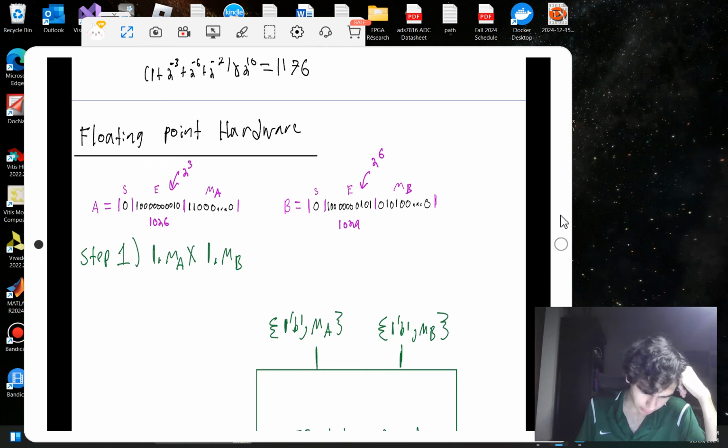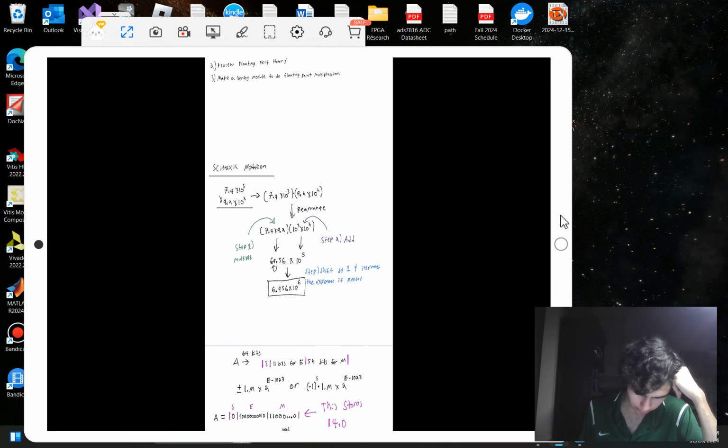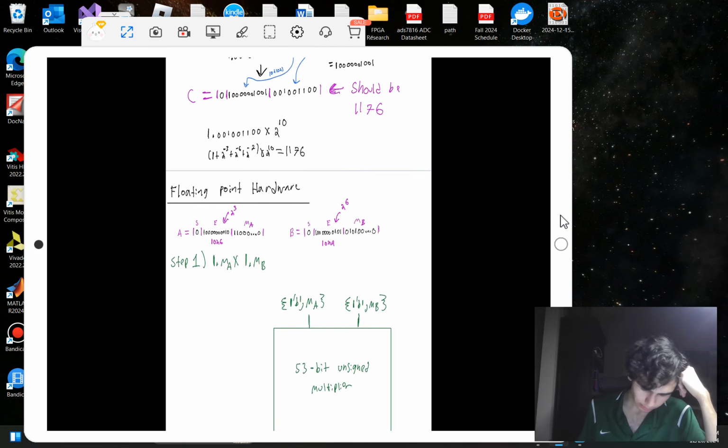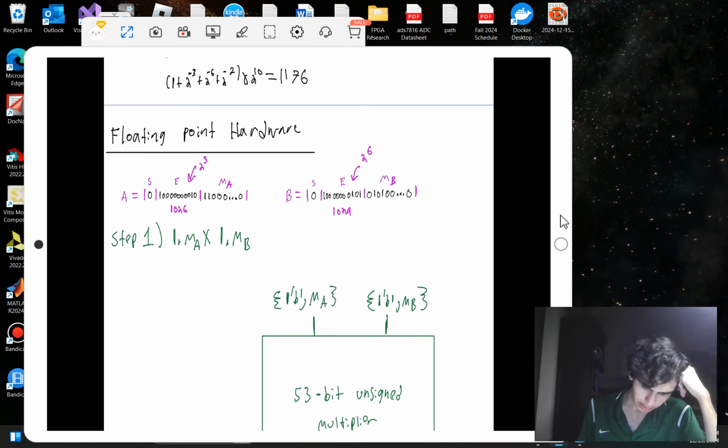So remember, this exponent, even though it's 1026, using this formula at the top, it's going to be 1026 minus 1023. So it's actually 2 to the 3 that's encoded. Same thing here. Even though it's 1029, it's actually 2 to the 1029 minus 1023, which is 2 to the 6. Which means that when we multiply A times B together, the end result we're going to want to get is 2 to the 9.